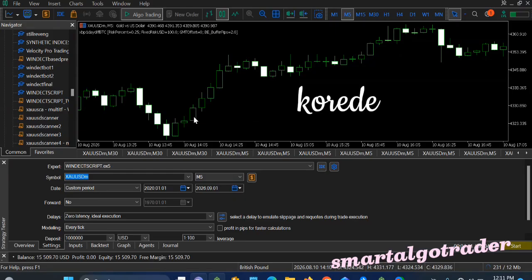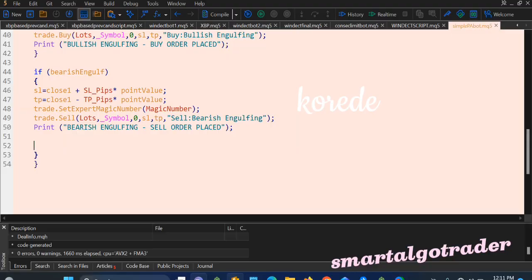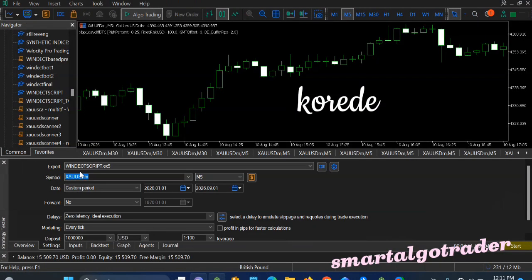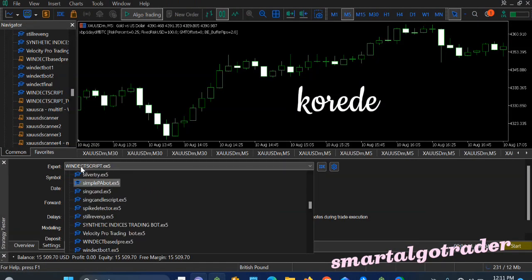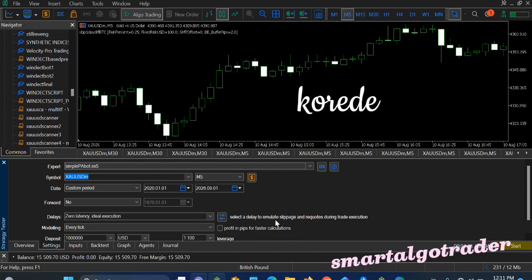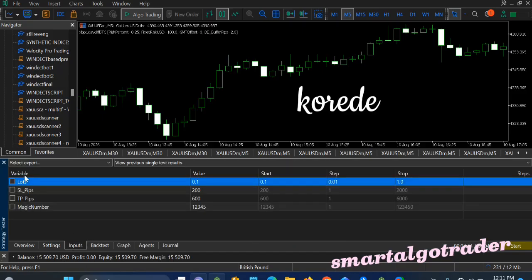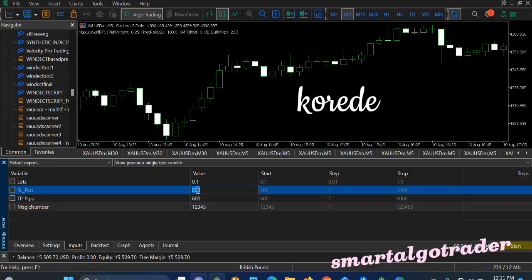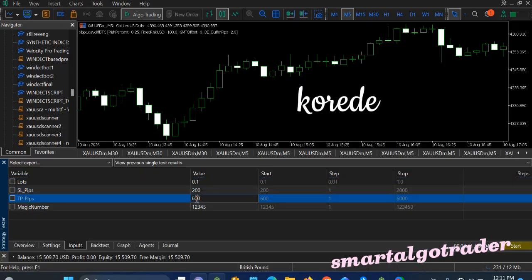So now, what's the name? The name is Simple PA Bot. So now there is some information you need to know. If I go here now, can you see the lot? You can change your lot to one. You can change your stop loss pips to even this, it can be 800. You can make it 800.